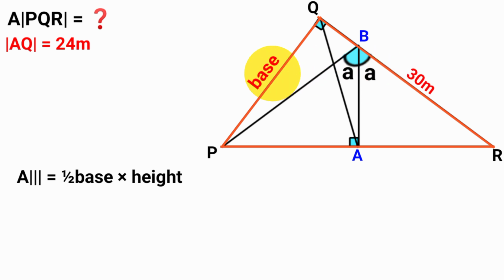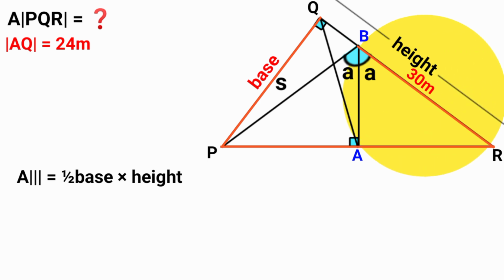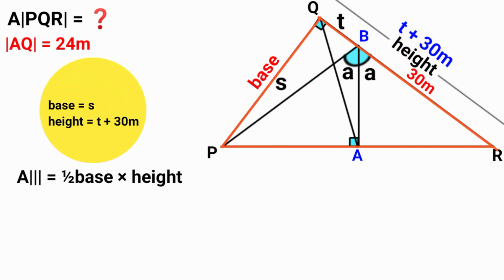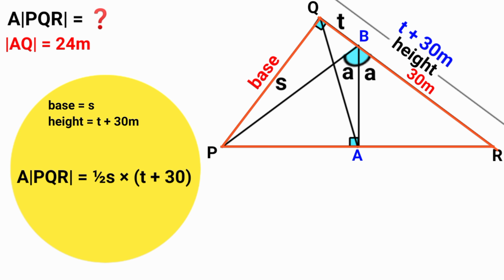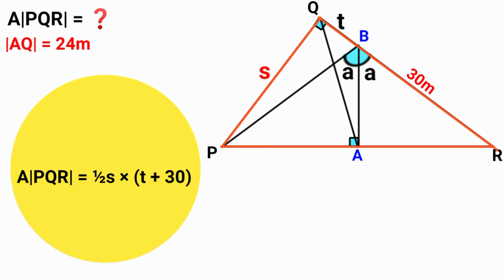So if we take this side as the base, this must be the height. Let's assume the length of line PQ to be S. And as for line QR, since this segment PR is 30 meters in length, if you assume the length of this segment to be T, the length of line QR is T plus 30. So for triangle PQR, base equals S and height equals T plus 30 meters. Substitute the values here. Now area of triangle PQR equals 1/2 S times T plus 30, which is 1/2 S open bracket T plus 30.